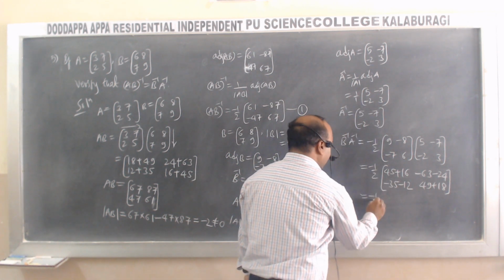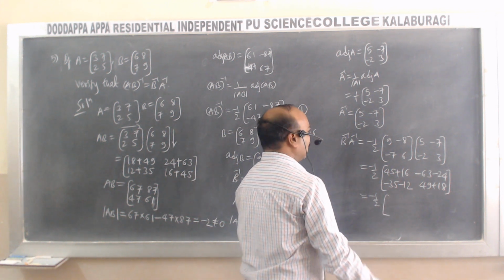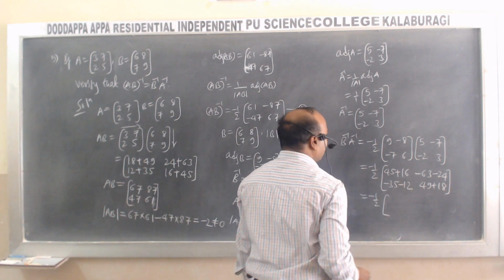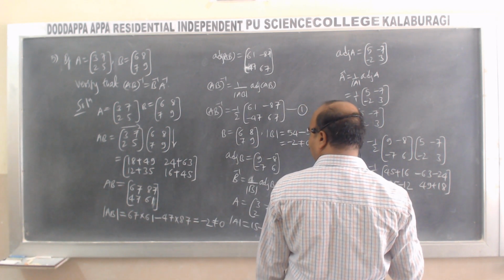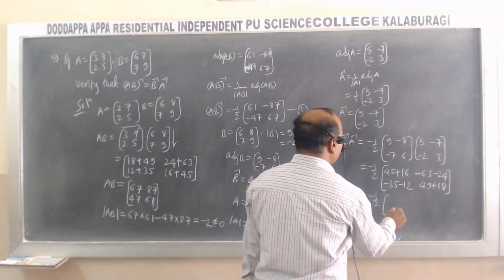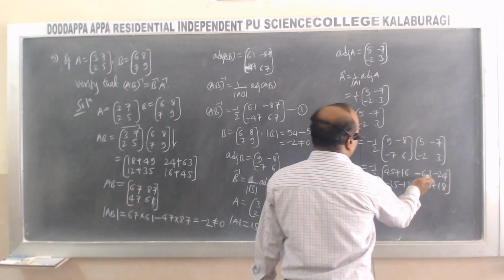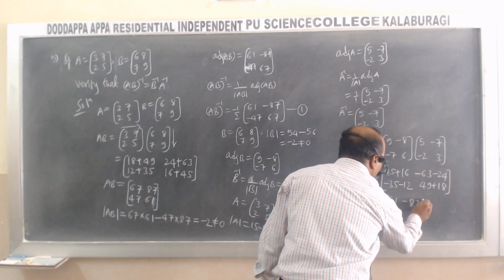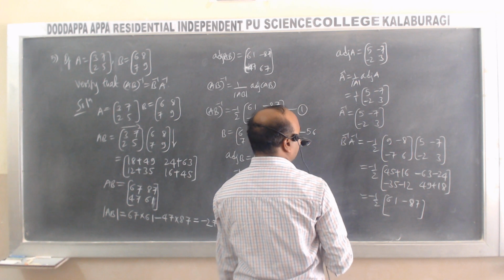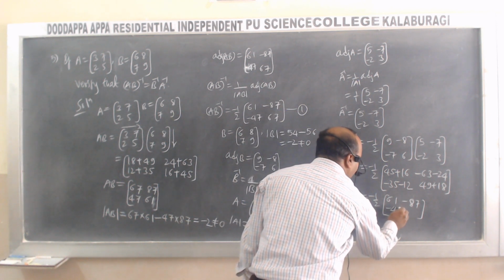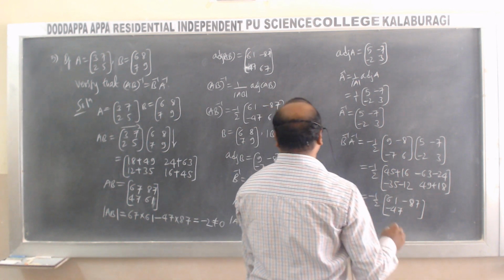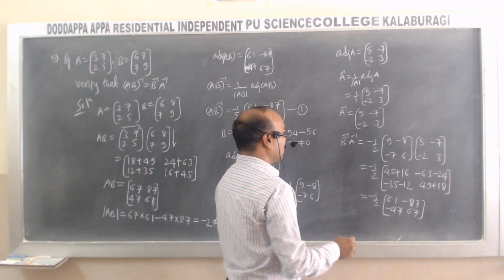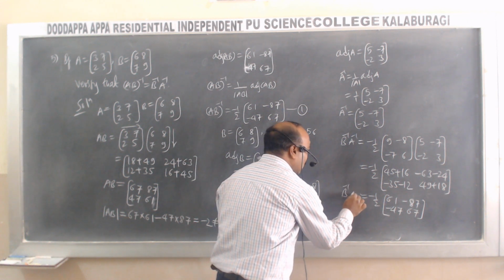Now it is minus 1 by 2 as it is. Adding 45 with 16, we get 61. Next, minus 63 minus 24, minus 87. Second row, minus 35 minus 12, it is minus 47. 49 plus 18, it is 67. Now it is the value of B inverse into A inverse.